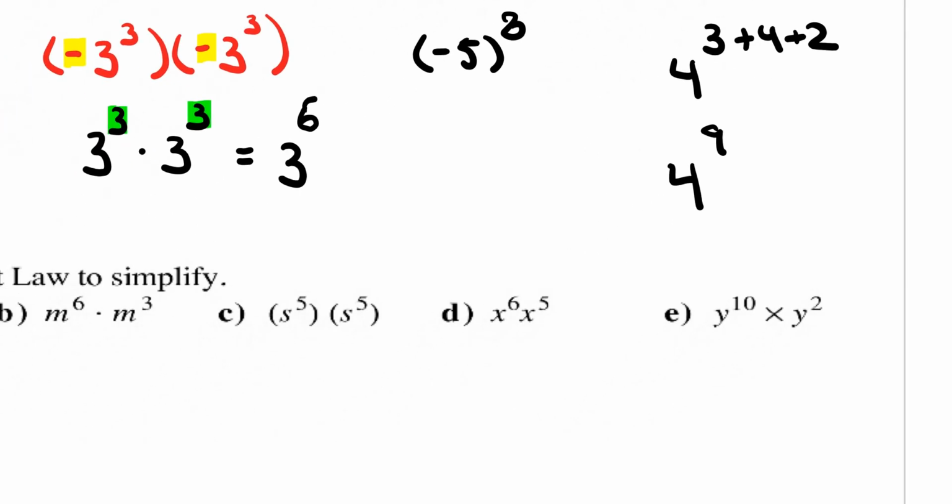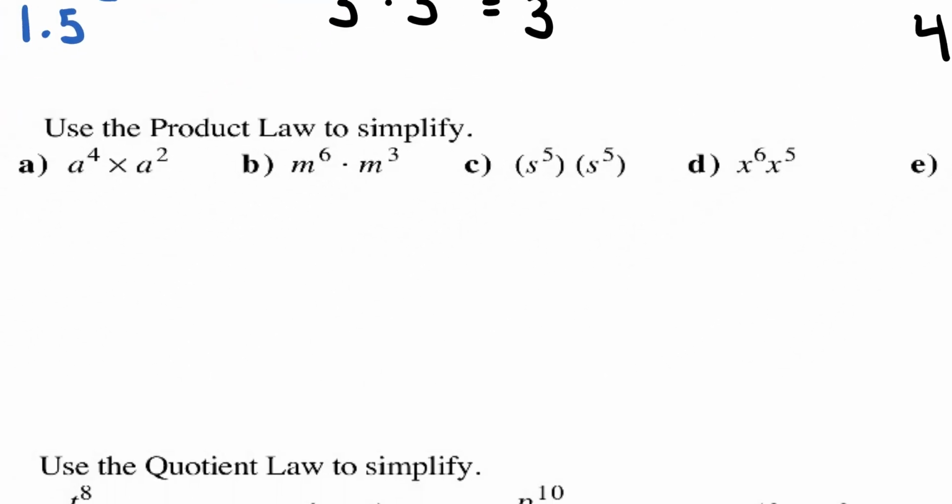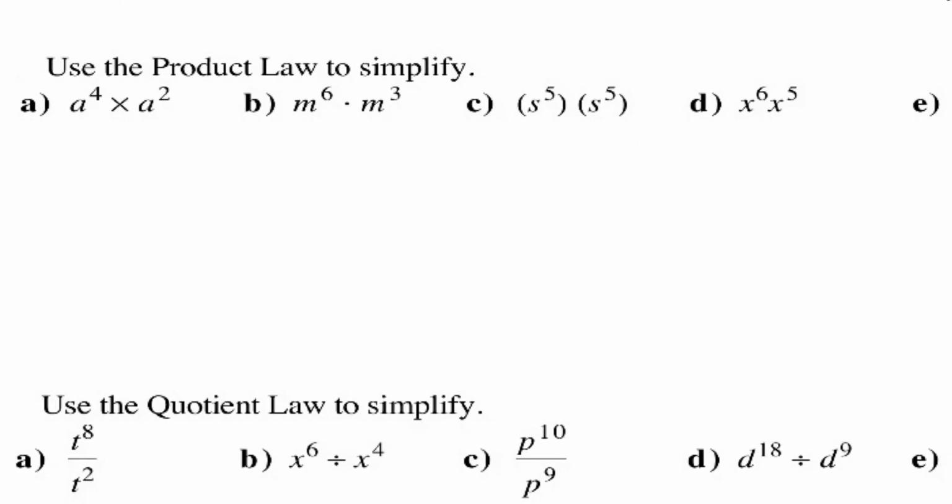Okay, let's move on to a few other questions here. Question number 10 here. So use the product law to simplify. So we can just jump to the final answer for these ones. If the bases are the same, you just add the powers, right? So 4 plus 2 is going to be 6, a to the power of 6. Next one, 6 plus 3 is going to be 9, so m to the power of 9.